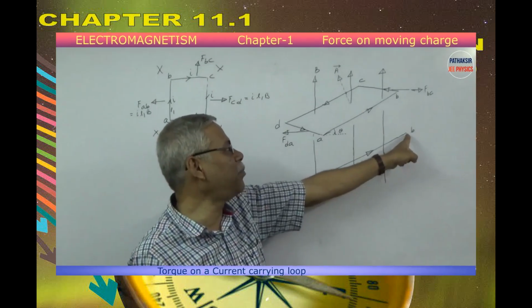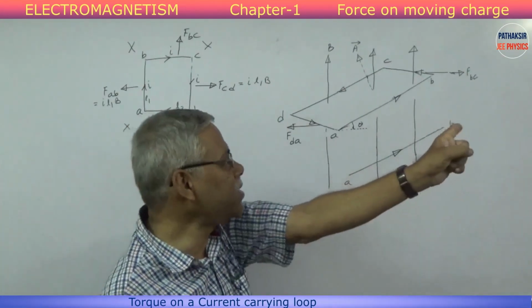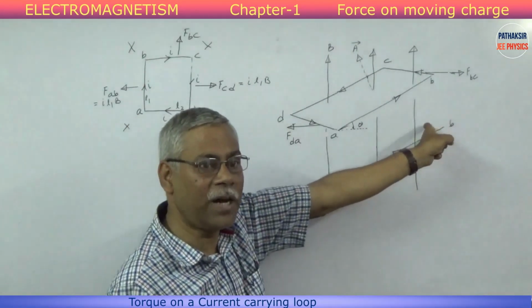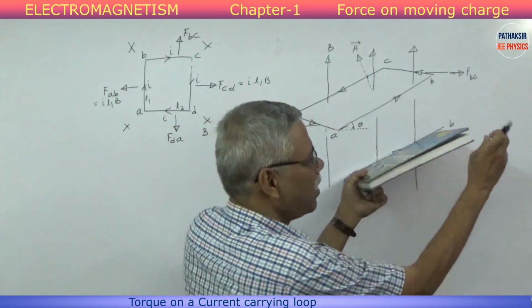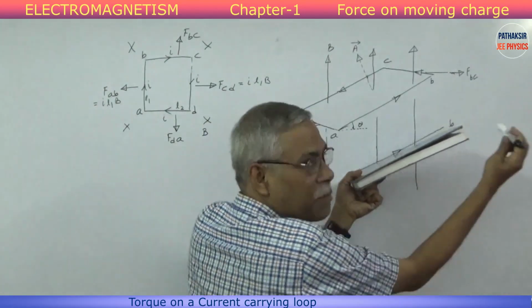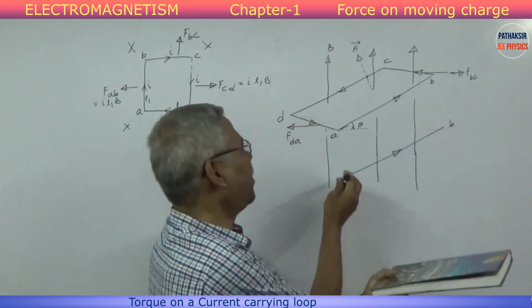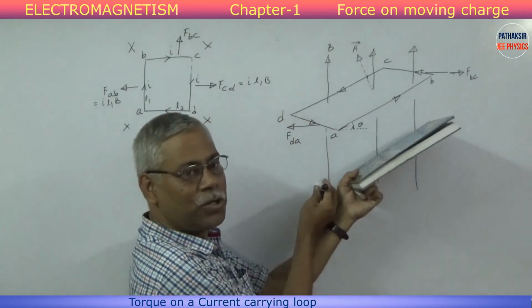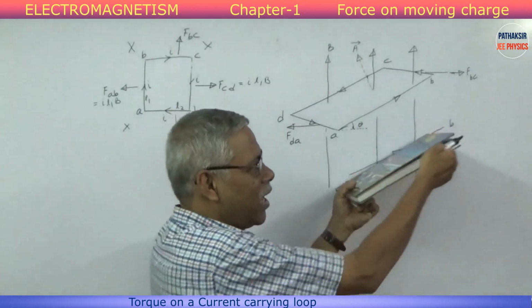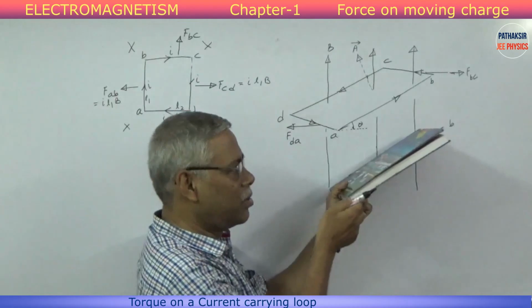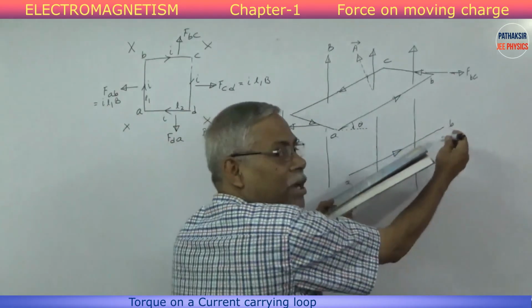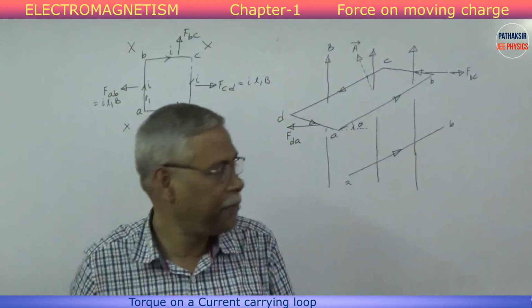What is happening at the point B? Current is going into the plane of the board. Just consider this. At the point B, current is going into the plane of the board, and at the point A, current is coming out. Current is coming out, going along this line, and then going into the plane of the board.